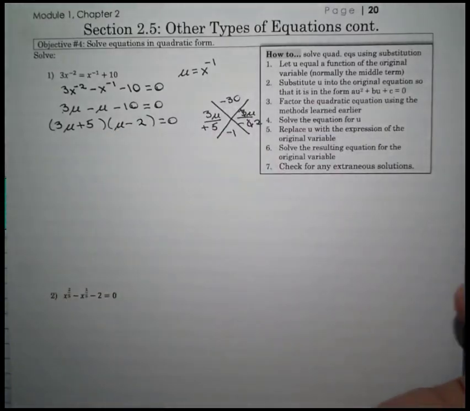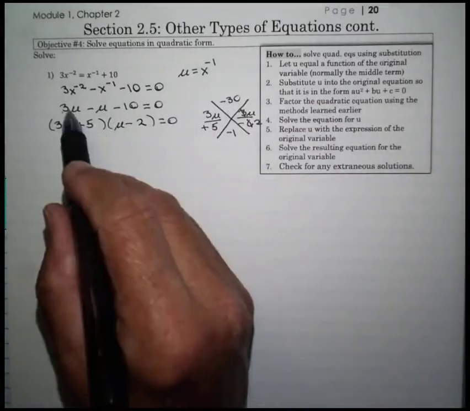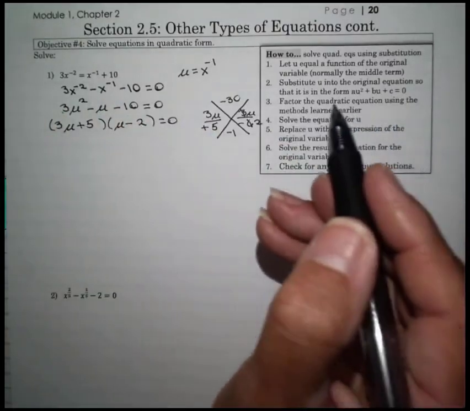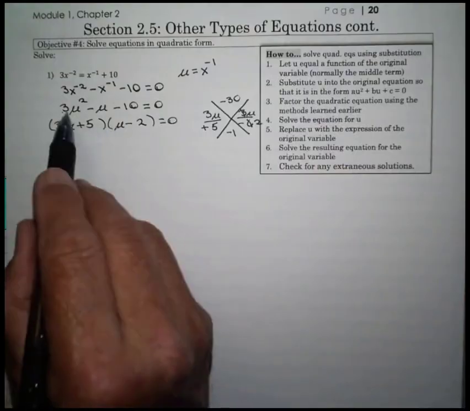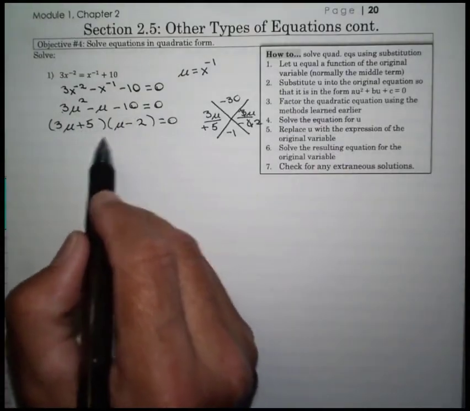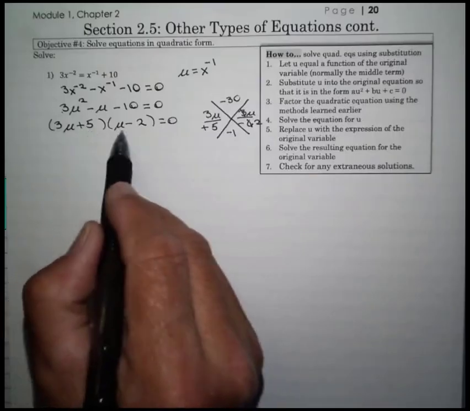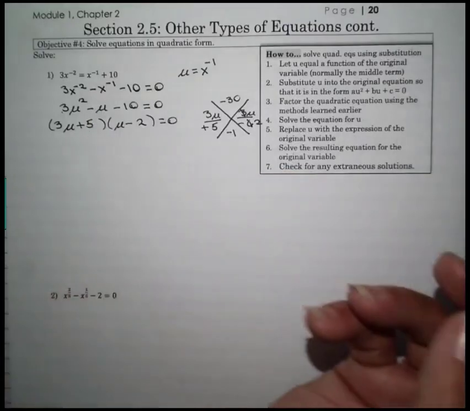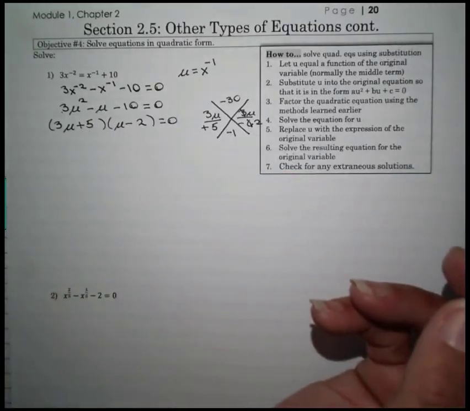Okay, it factored. Let's check it. 3u times u is 3u squared. I've got 5 times negative 2, which gives me negative 10. I've got 5u here, and I've got a negative 6u. That would give me a negative 1u, and that's what I needed in the center, right?